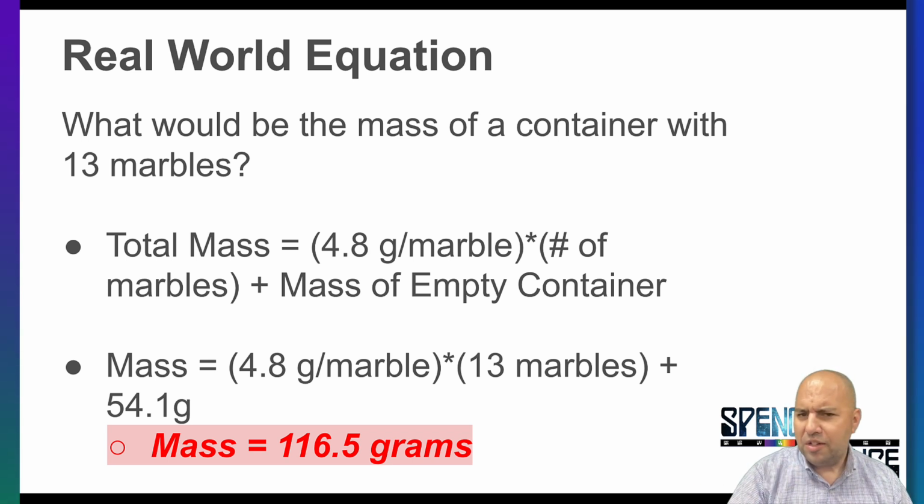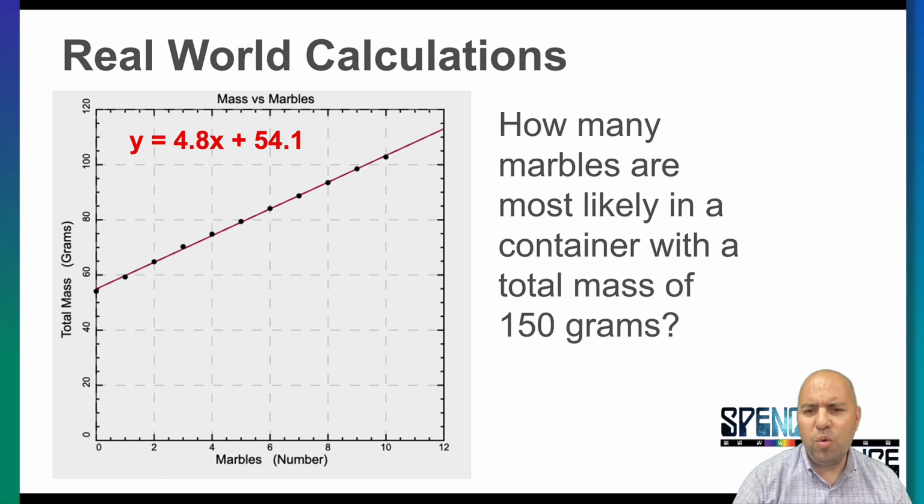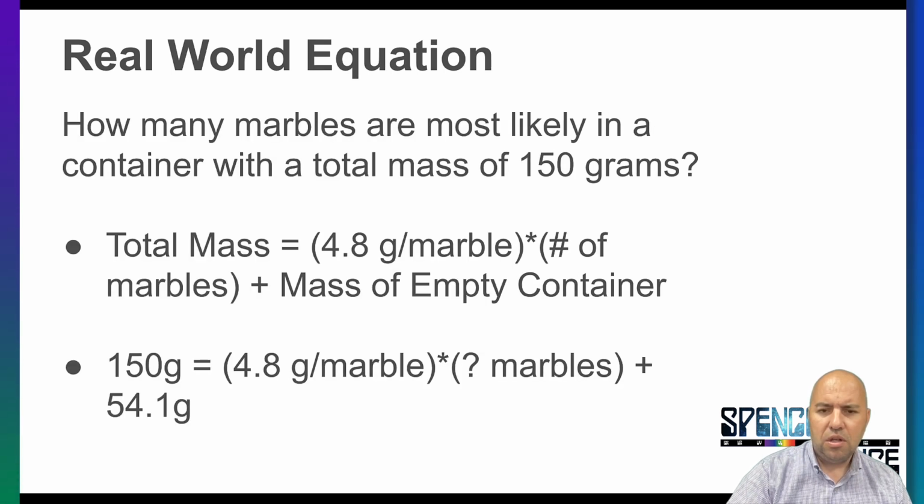We can also go the other way. It takes a little bit of algebra, but what if we wanted to figure out how many marbles are most likely in a container with a total mass of 150 grams? 150 grams is my total mass. So I'm going to take that same equation: the total mass is equal to 4.8 grams per marble times the number of marbles plus the mass of the empty container. Instead of having the number of marbles, I have my total mass, so I'm going to substitute 150 grams in there. And now I'm going to solve for the number of marbles.